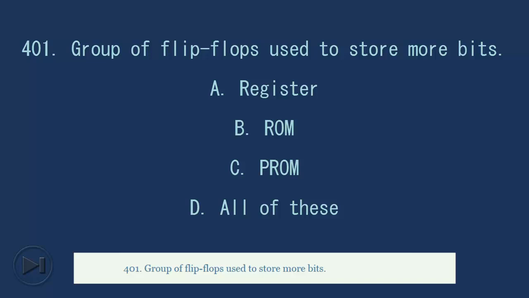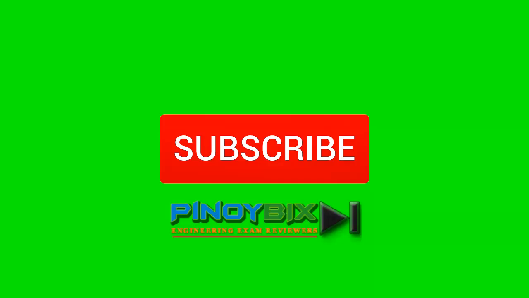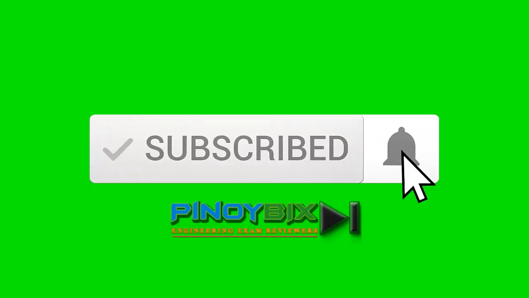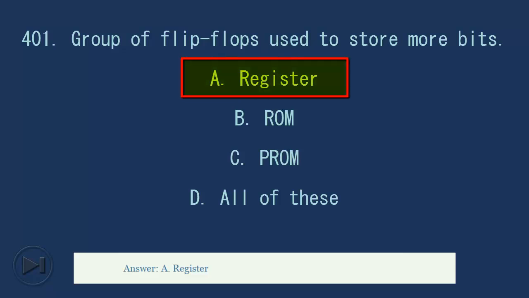401. Group of flip-flops used to store more bits. A. Register. B. ROM. C. PROM. D. All of these. Answer, A. Register.